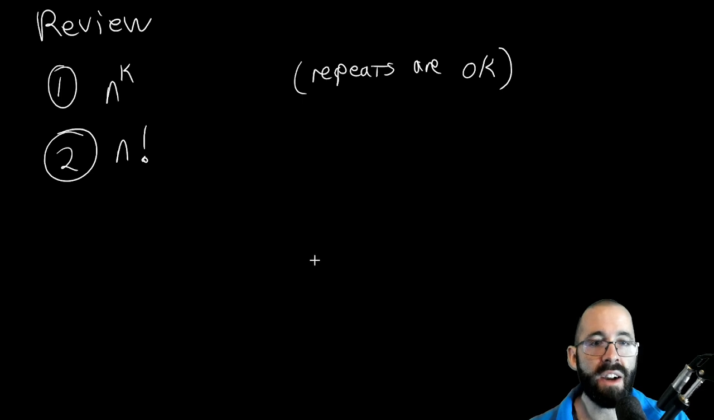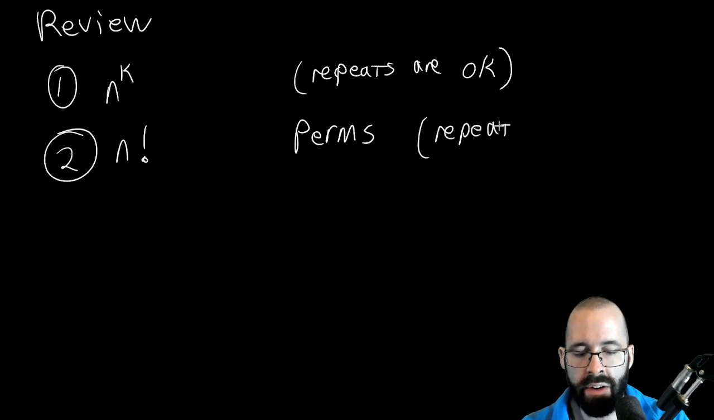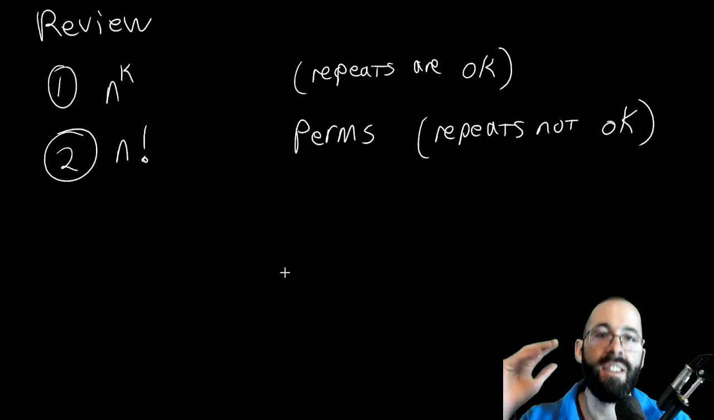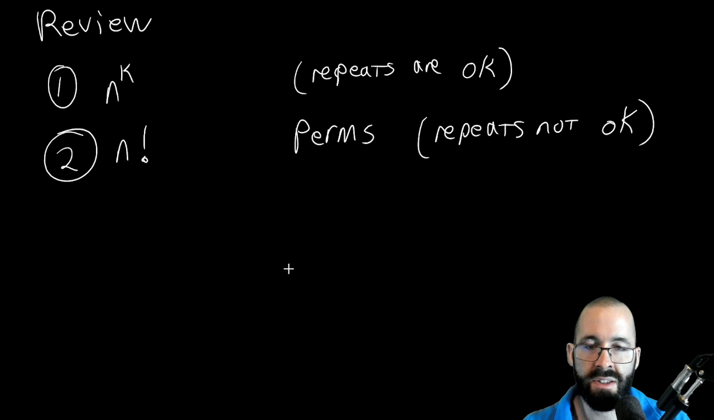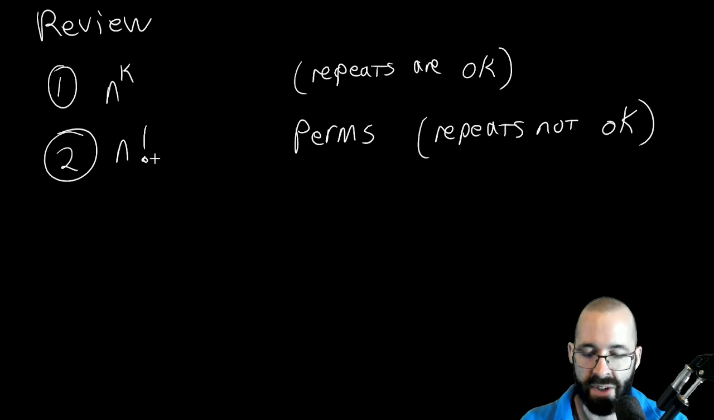We also talked about n factorial, which is very, very similar. The only difference, and again, these are called permutations, is that repeats are not okay. So if we're looking at a pin, for example, but you can't have repeats, well, you have 10 choices for the first, 9 choices for the second, 8 choices for the third, and so on. And as long as you have that many options, 10 digits for 10 spots, then it's a full permutation.